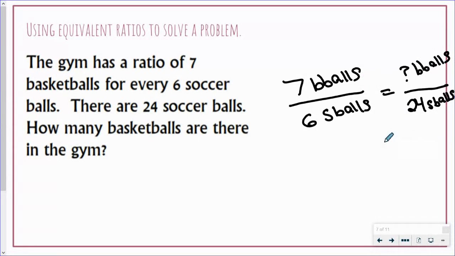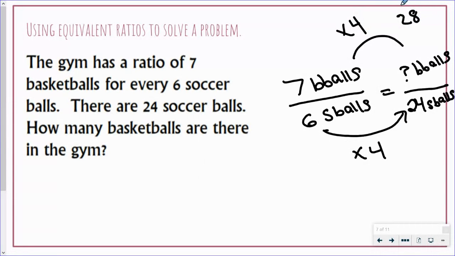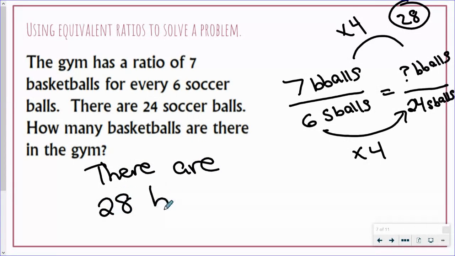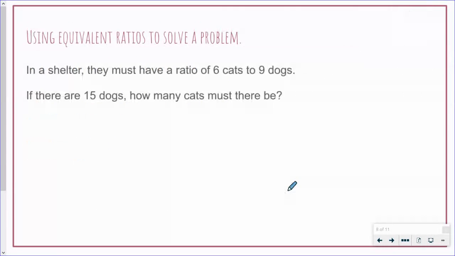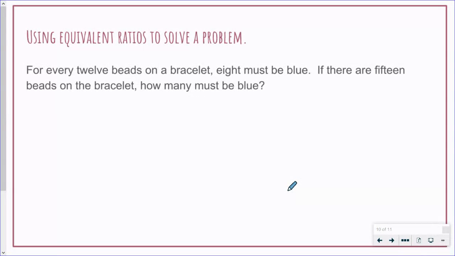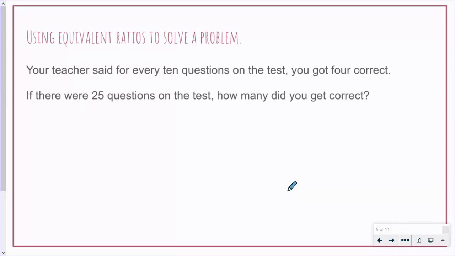So now that I've set up my problem, I'm going to figure out how did I go from 6 soccer balls to 24. And that is by multiplying by 4. 7 times 4 would be 28. So there are 28 basketballs. All right. And I think we are going to stop there for now. Actually, we're going to do one more.